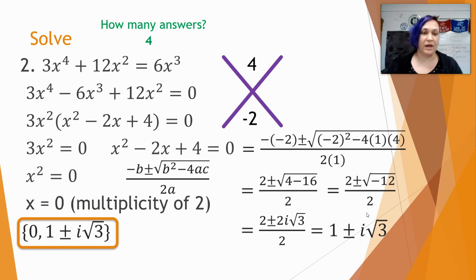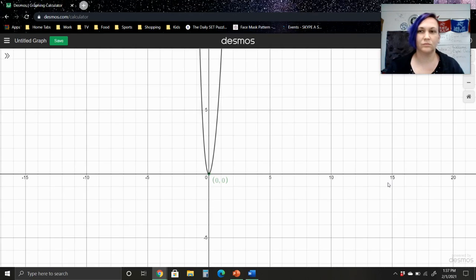So here are my 4 answers. 2 answers are 0, and then 1 plus i root 3 and 1 minus i root 3 are my other 2 answers. Okay, so 4 answers total. Let's take a look at the graph for this. Now this kind of looks like a parabola. It was an x to the 4th, so it's going to have the same attributes as a parabola does, where it starts high and it ends high. So that is important. That's what we were expecting.